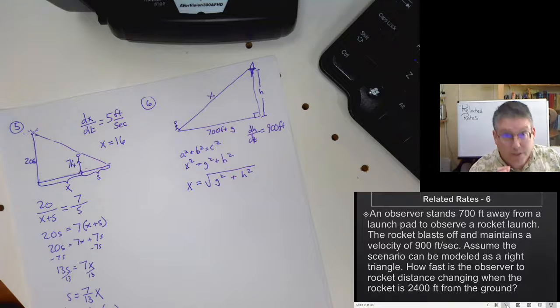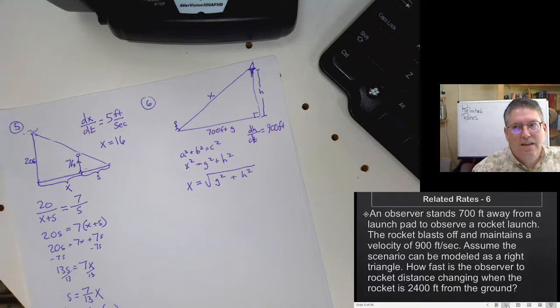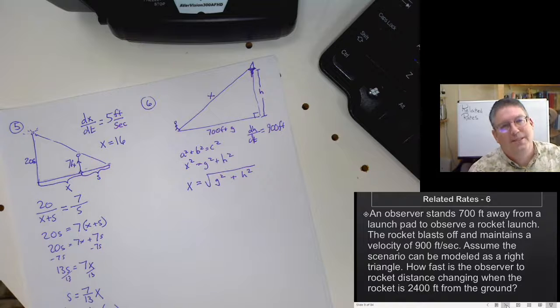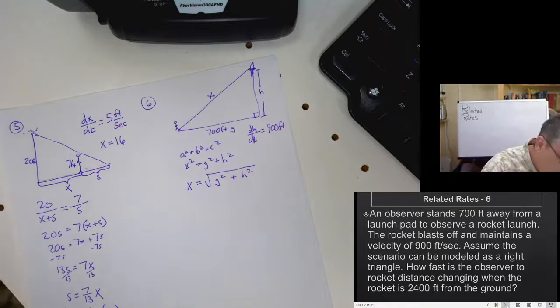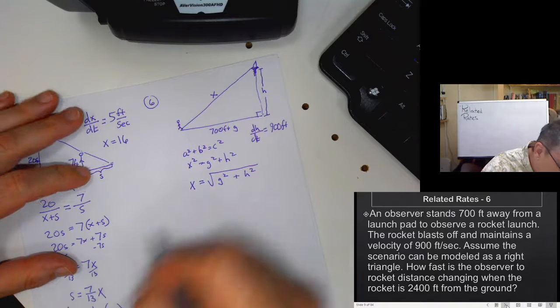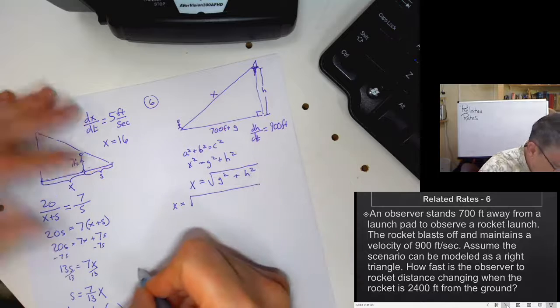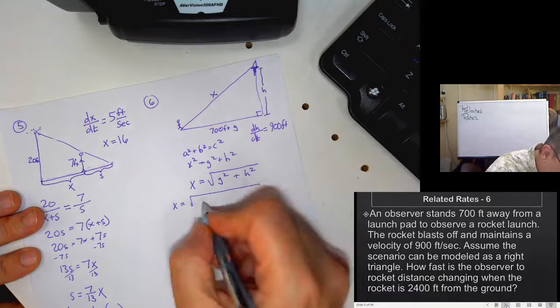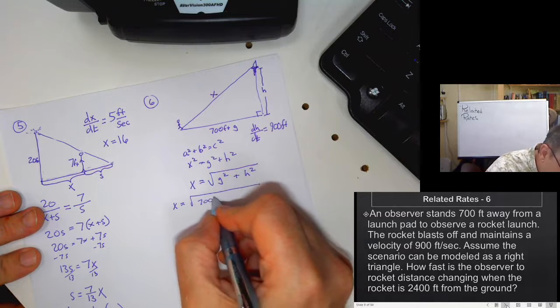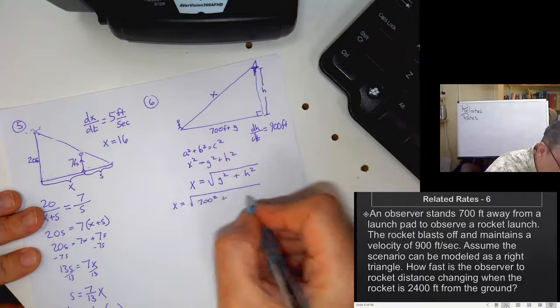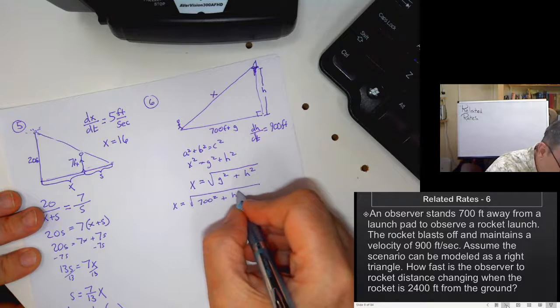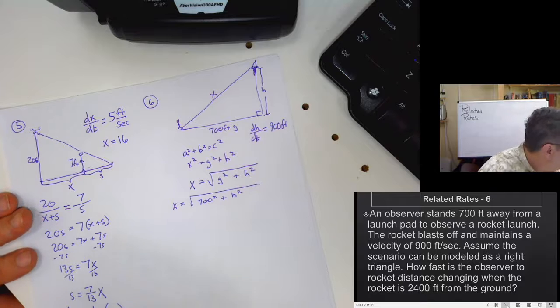So we can safely put the number in right now, which we kind of want to do, because you just feel better seeing numbers, because then you know they're not changing. You could do it without, anyway. So we're going to put the number in there. We're going to say that x equals the square root of, and what's our number? 700 squared plus h squared. All right.